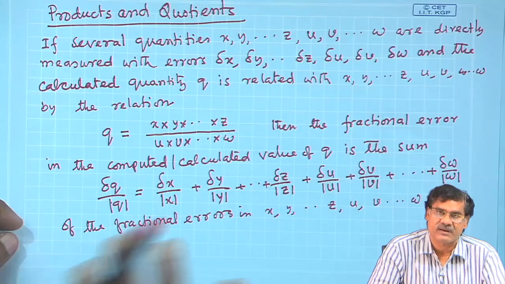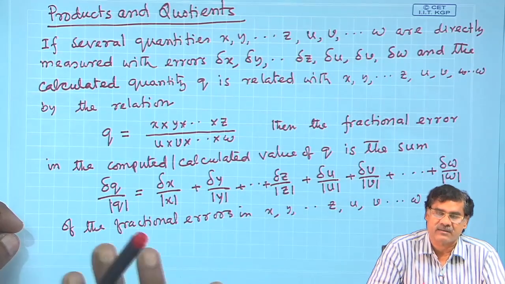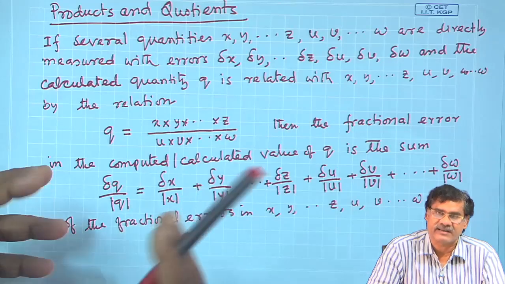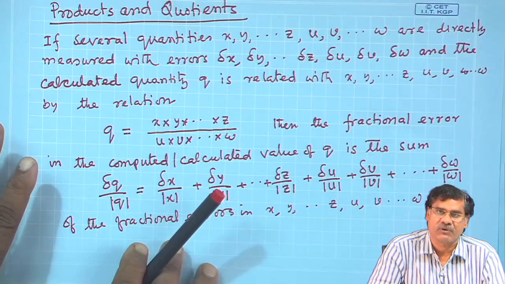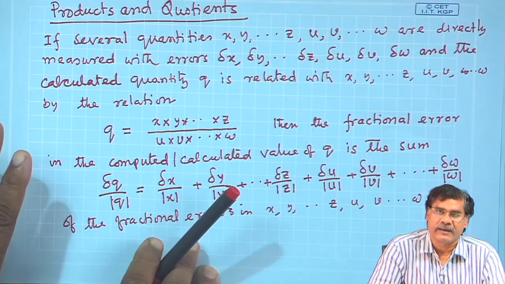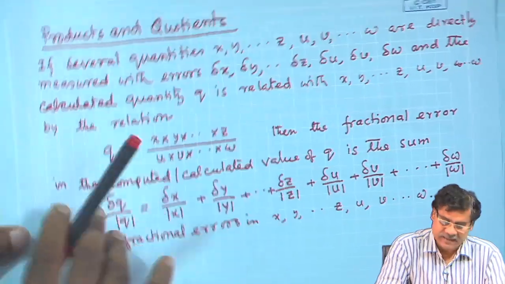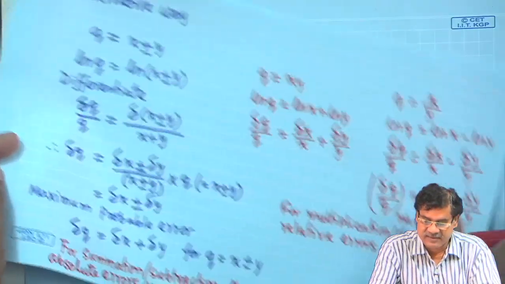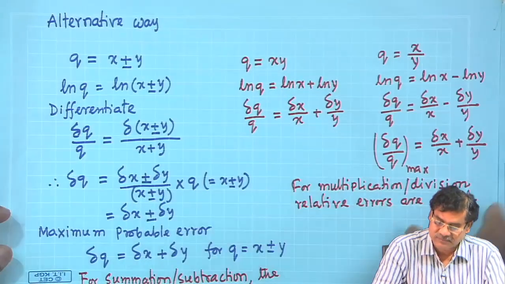Okay. So, for summation and for subtraction, for product, multiplication, for division, okay, or the mixture of them in a relation, these rules will be followed to calculate the error in the calculated parameter. Okay. So, there is an alternative way to find the error. This basically, it is very simple.